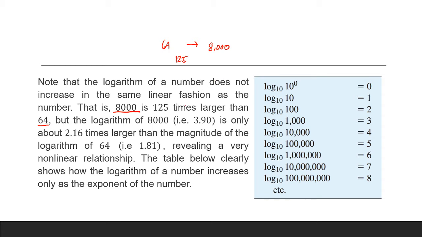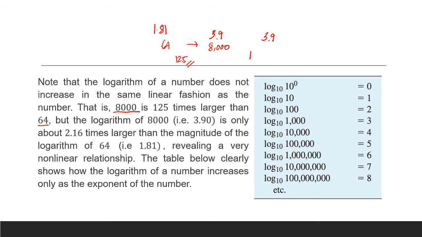However, pagka ni-logarithm natin yan, if we take the logarithm of 8,000, that is 3.9. And if we take the logarithm of 64, that is 1.81. So, kung from 64 to 8,000, in a linear scale, 125 times kang nag-increase. Pero, kung titingnan mo, yung logarithms nila, from 1.81, naging 3.9 lang. So, mababa lang yung pag-increase niya as compared to this one.